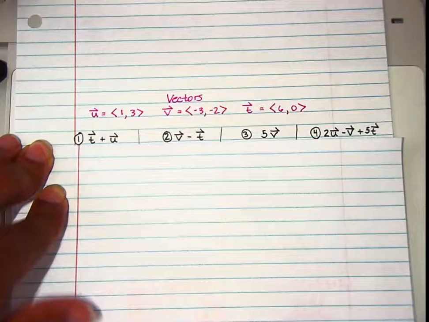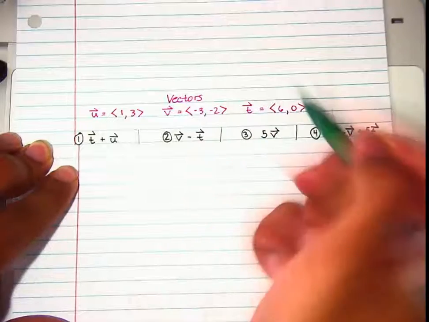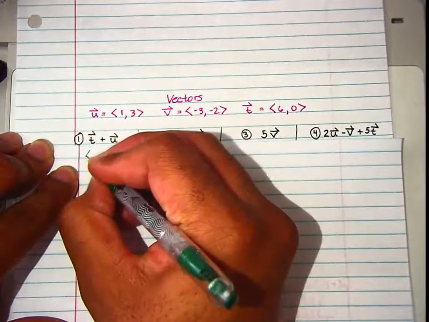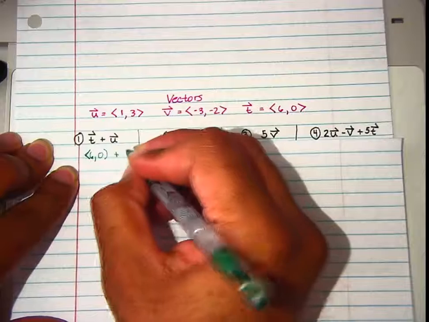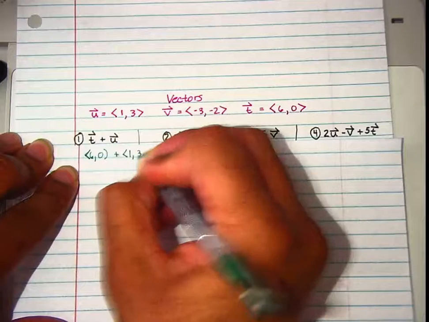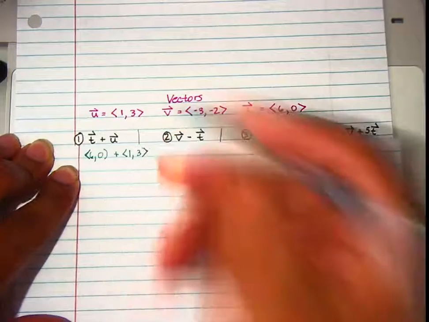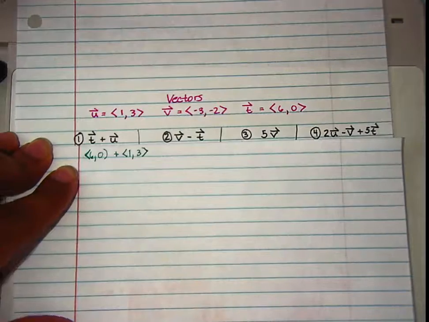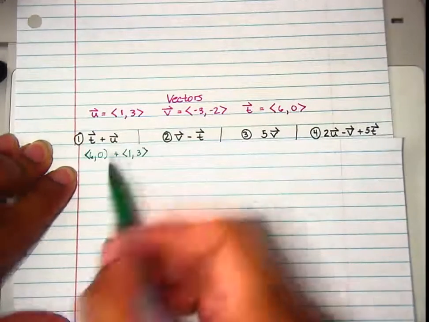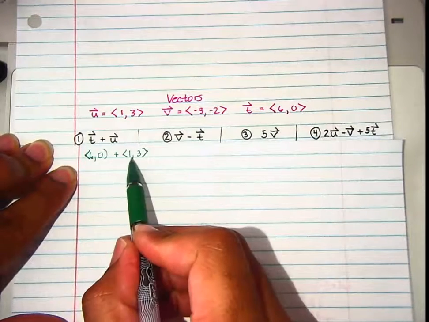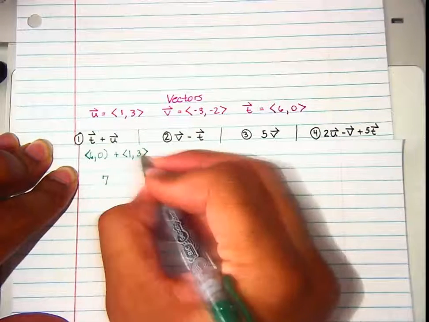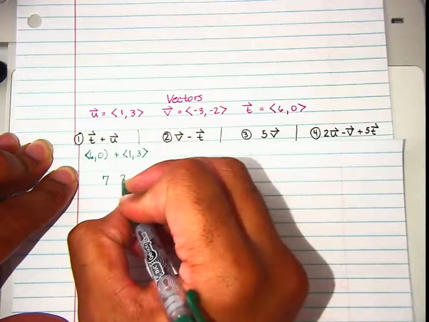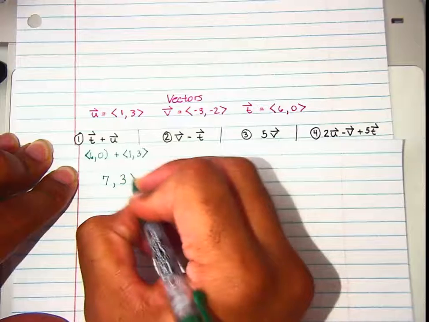All right. So with that, our t, that is 6 and 0. Our u is 1 and 3. Just like our matrices here, we're going to combine the corresponding spots. So the first spot here, 6 and 1, we'll add those together. Gives us 7. 0 and 3, add them together, gives us 3. And that's our answer.